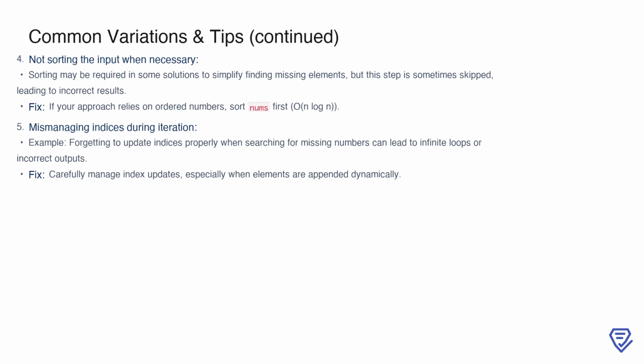Another common oversight is neglecting to sort the input when it's necessary for your approach. Sorting simplifies the process of identifying missing elements, but skipping this step can lead to incorrect results. If your solution relies on ordered numbers, make sure to sort nums first, which adds O(n log n) to your complexity. Additionally, mismanaging indices during iteration is a frequent source of errors. For example, when appending numbers dynamically, it's easy to forget to update indices properly, which can lead to infinite loops or incorrect outputs. To prevent this, carefully manage your index updates and ensure your iteration logic is robust and well-structured.